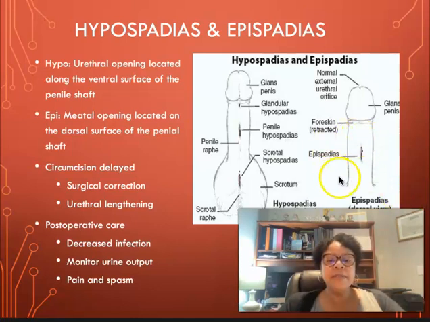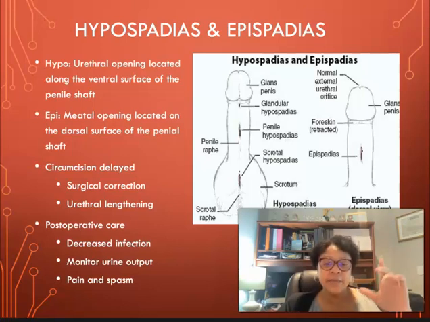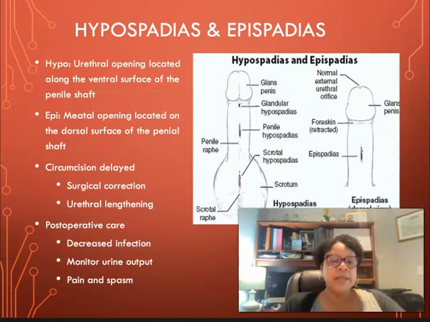So here's epispadias. And then here is hypospadias. Circumcisions usually are delayed with both of these conditions because we need to have enough foreskin in order to do the full surgical correction. And they usually want the urethral lengthening to happen, so they want some growth in the penis to occur before actually doing it.